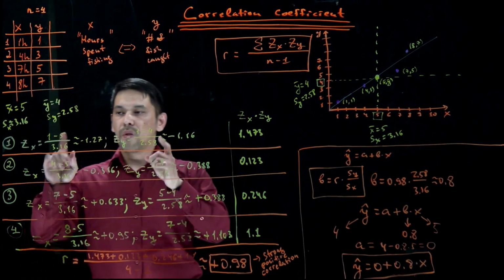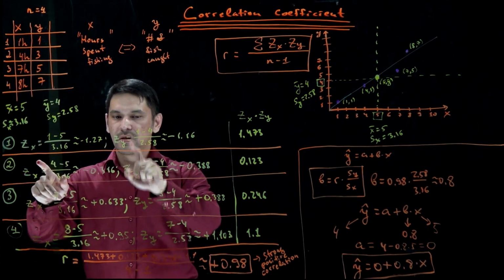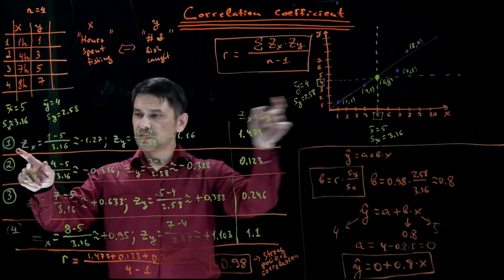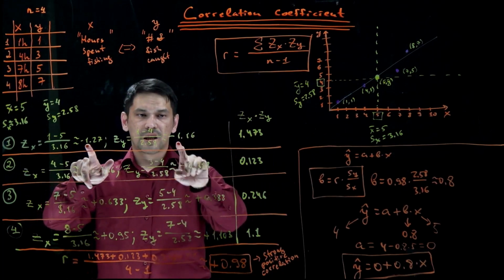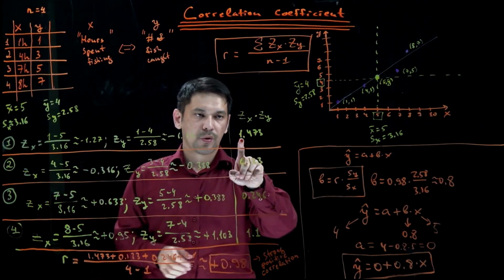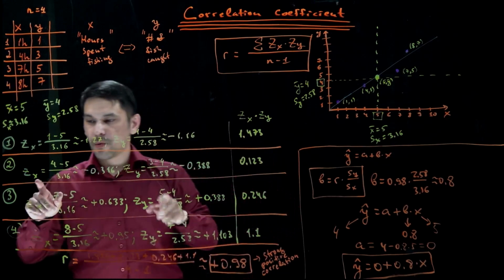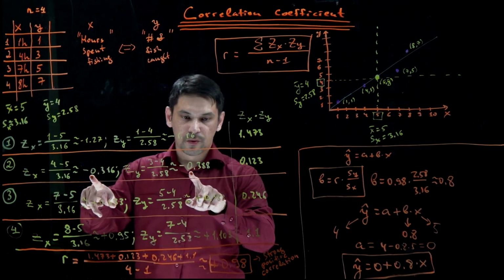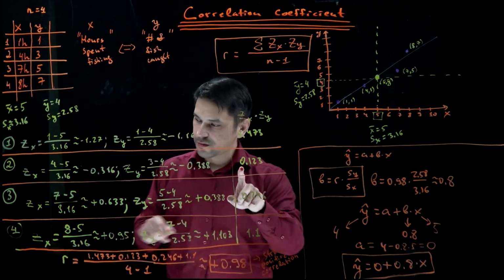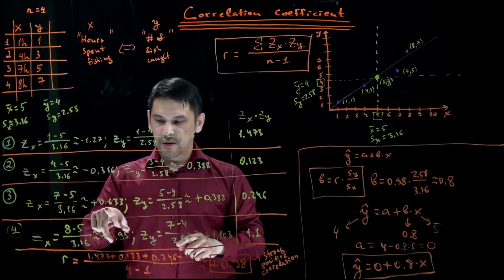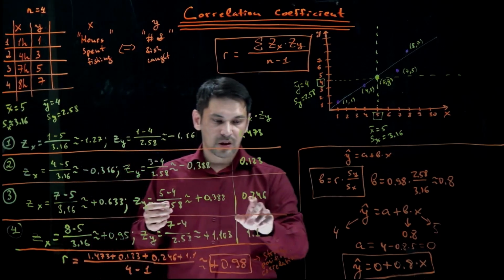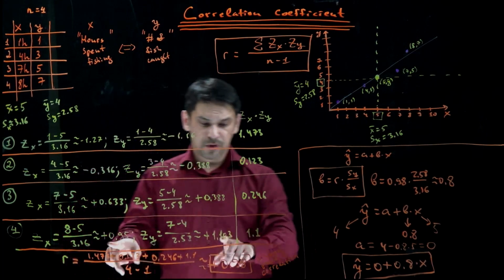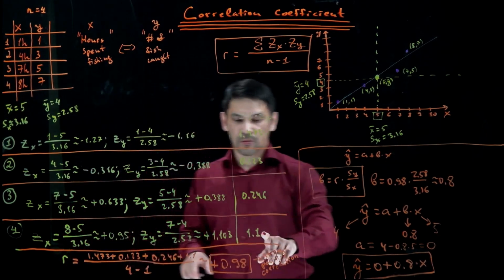Now we have to multiply the z-scores of x and y values for each person. So we're going to start with the first guy. Minus 1.27 times minus 1.16 is equal to 1.473. Now, minus 0.316 times minus 0.388 is equal to 0.123. 0.633 multiplied by 0.388 is equal to 0.246. And 0.95 multiplied by 1.103 is equal to 1.1.